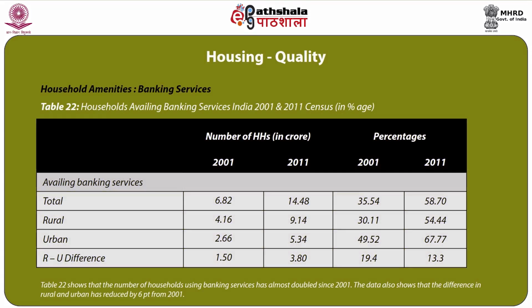Banking services, Table 22. Households availing banking services, 2001 and 2011. The overall difference between the 2001 and 2011 in percentage is observed from 35.54% in 2001 to 58.70% in 2011. Table 22 shows that the number of households using banking services has almost doubled since 2001. The data also shows that the difference in rural and urban has reduced by 6 points from 2001.